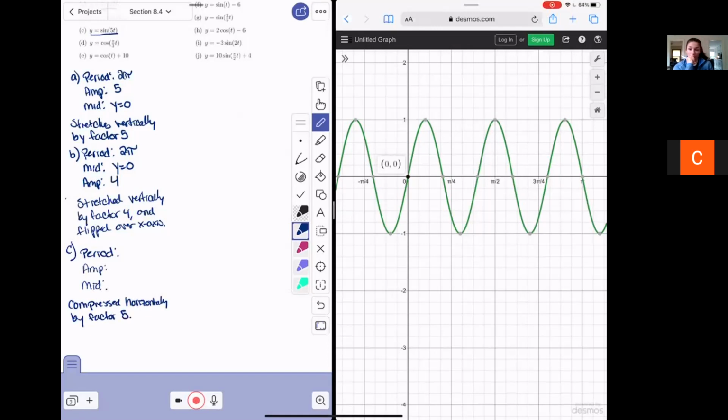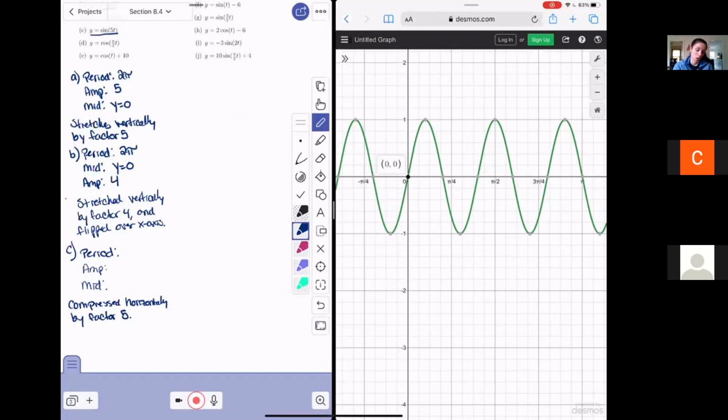Does everyone see that? Remember that when we multiply the input by a value, if it's a whole number, it's being compressed. If it's a fraction, it's being stretched. It's opposite what happens with vertical. Does that make sense to everyone? Yes. Okay. So now to determine the period's going to be the hardest thing on this graph to determine.